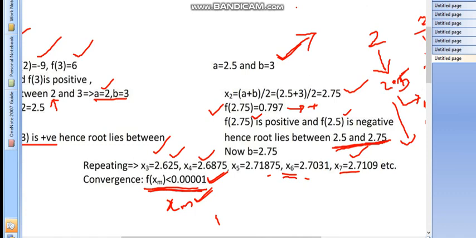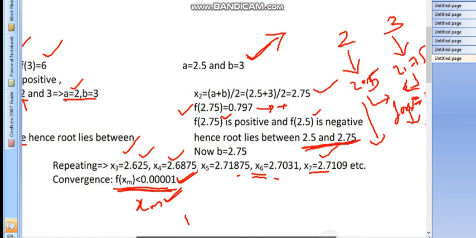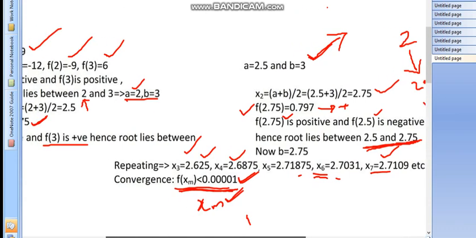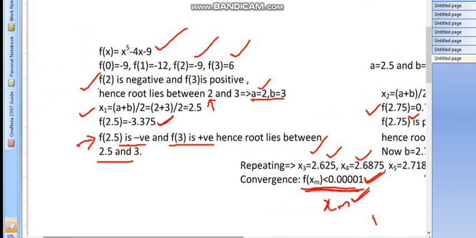So, this is how we calculate the solution by using the bisection method, where you first take the intervals, then you reduce that interval in such a way that you are approaching f of x equal to 0.